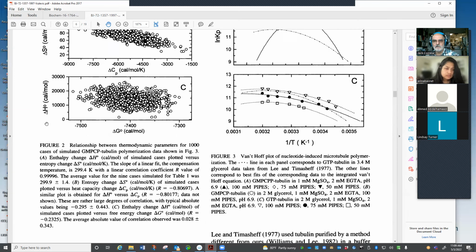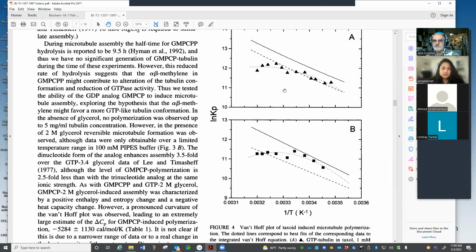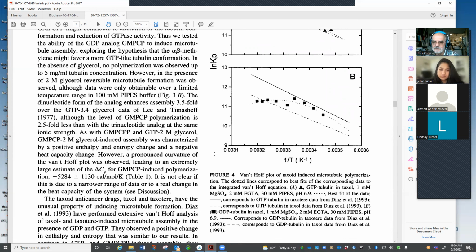So let me make this one point and then we'll take a break. Their results are shown in the straight lines. And the results are with Taxol and Taxotere. I think A is Taxol and B is Taxotere. Maybe I'm wrong. I'm sorry, A is GTP and B is GDP. The solid line and the dashed line correspond to Taxol and Taxotere. Yeah, there it is. Solid line Taxotere, dashed line Taxol. So Taxotere assembles better. It has a bigger K than Taxol.